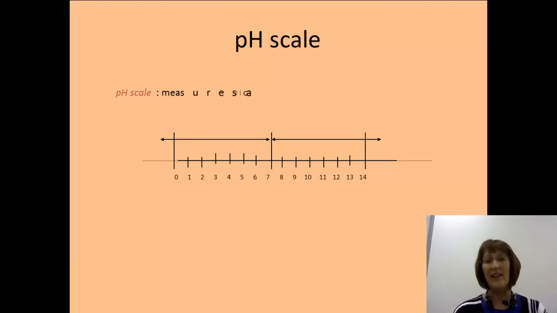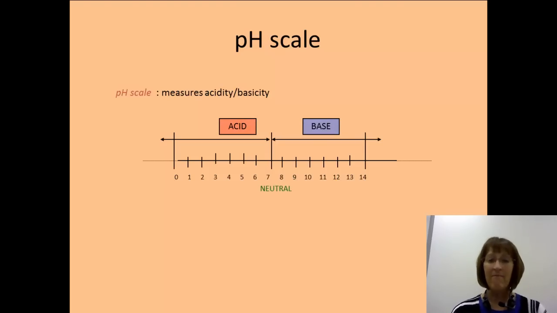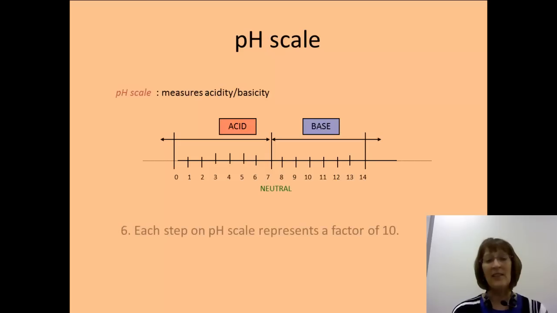So here is a lovely graphic of the pH scale. It measures acidity and basicity. Yes, that's a word. Acids are on the left, 0 to 7. Bases are on the right, 7 to 14. And neutral is right at that 7 mark. Each step, this is huge, each step on the pH scale represents a factor of 10.